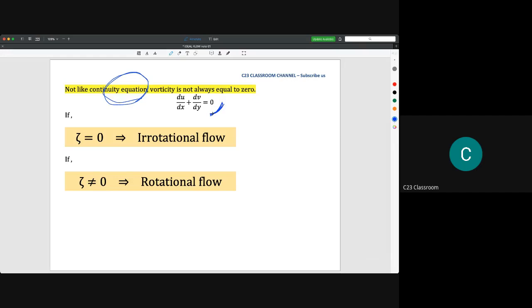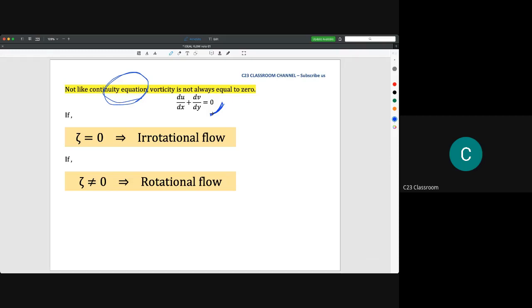Awak kena ingat bahawa di dalam continuity, kita kena pastikan bahawa nilai continuity akan sama dengan kosong, kerana ini bermaksud flow in sama dengan flow out. Tetapi vorticity is not always equal to 0.